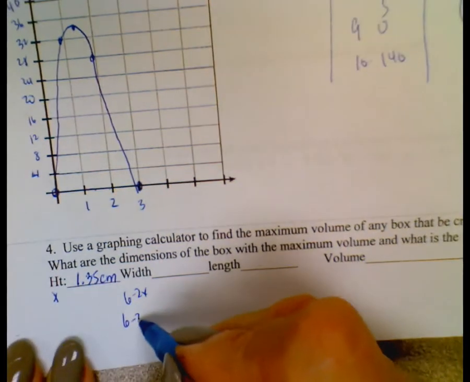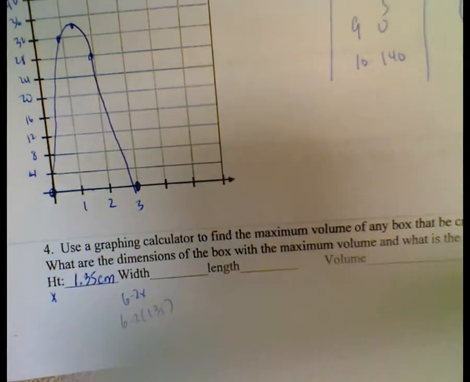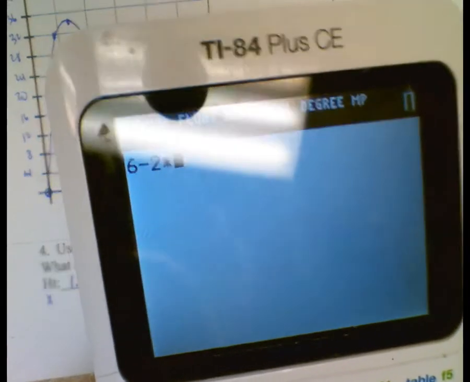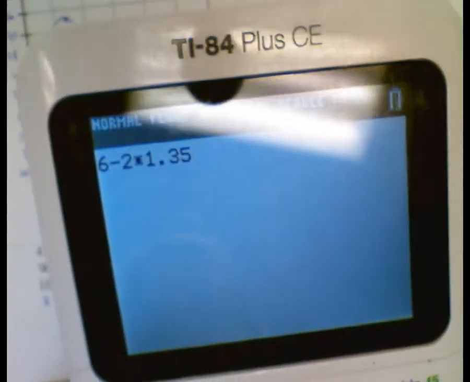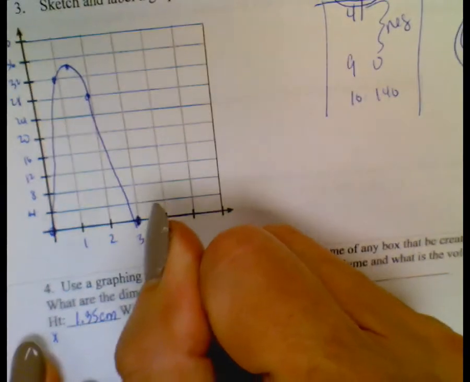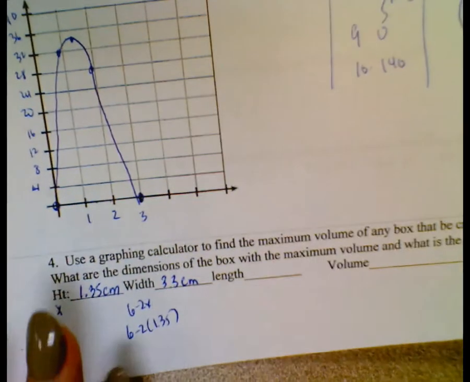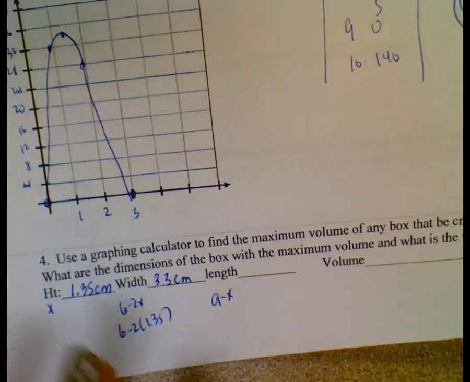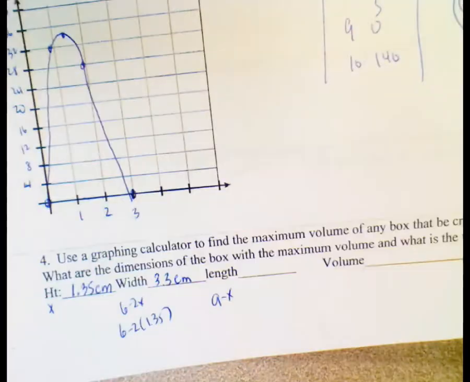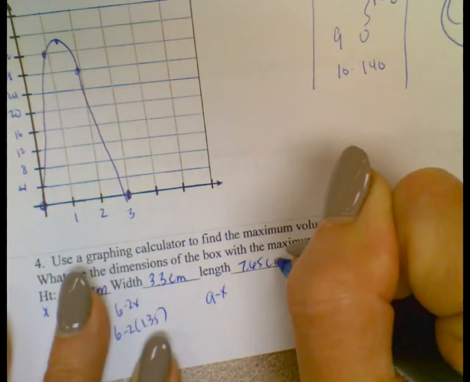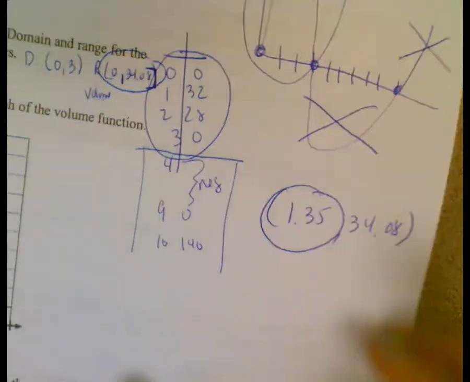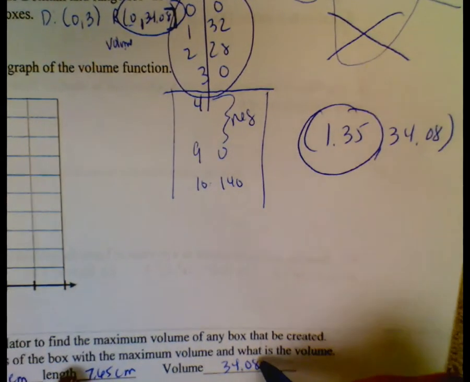So we're going to go 6 minus 2 times 1.35, which again, that 1.35 is the x-coordinate of my max. So my width is about 3.3 centimeters. The length, if you remember, was 9 minus x. So that's going to be 9 minus 1.35, 7.65. The maximum volume was the y-coordinate of our max point, so I don't need to do any work for that. 34.08.